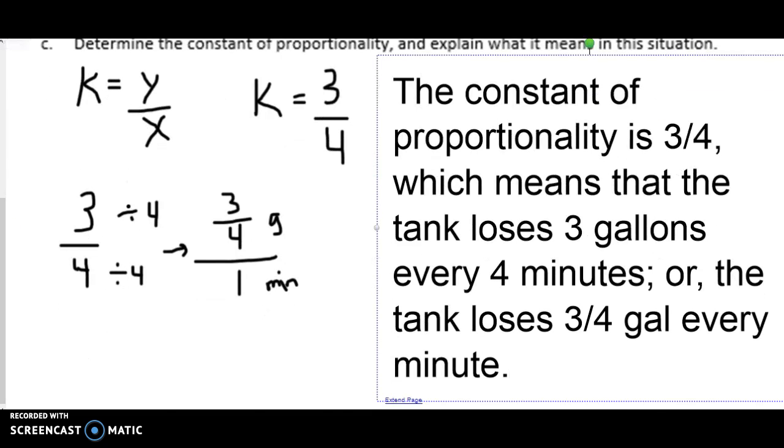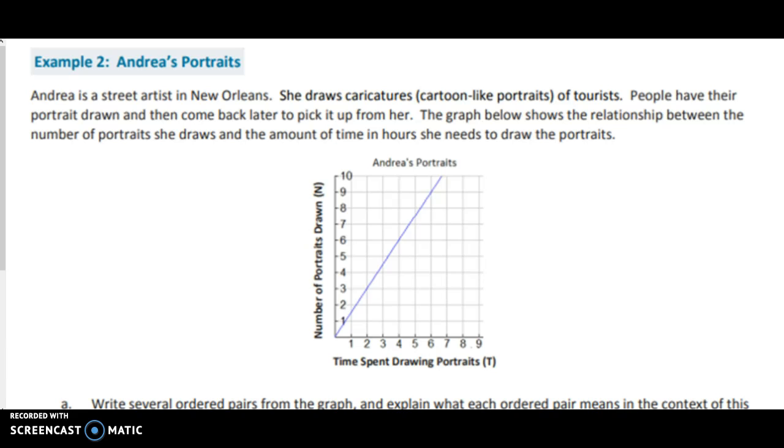Okay, now that we've done some together, you're going to partner up and you're going to examine a different data set, but use the same exact questions to discuss the constant of proportionality. You have 10 minutes, begin.